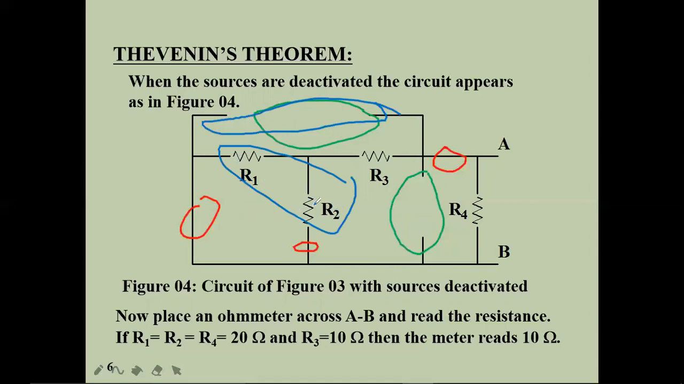Then after the parallel, R1 R2 will be in series with R3. Then R1, 2, 3 will be parallel with R4. Then you will get the Thevenin's resistance across the A and B terminals. That is what I am going to explain in this point.